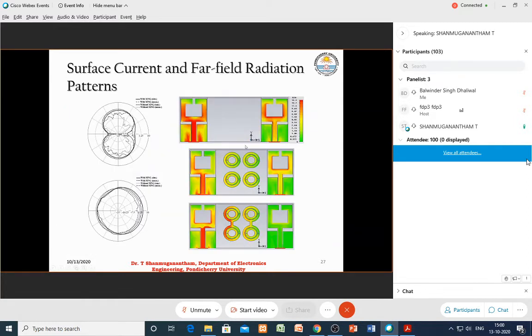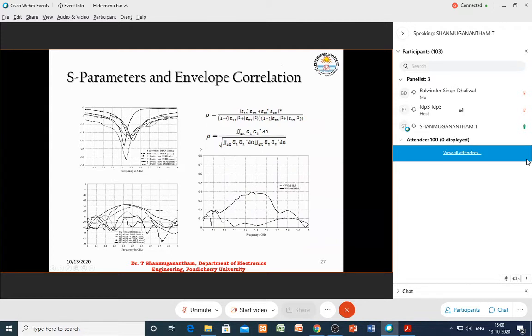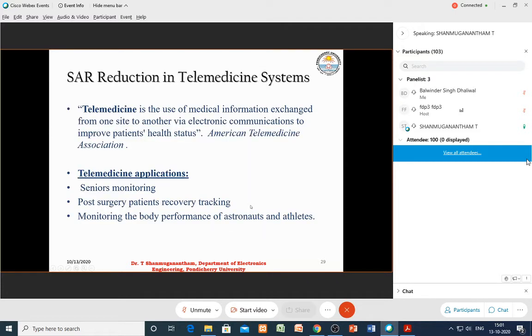And this is the current distribution and far field radiation of this proposed antenna. This is the radiation pattern of this proposed one. And this is the S parameter of this proposed dual band antenna. And this is the radiation characteristics with this rectangular plot.